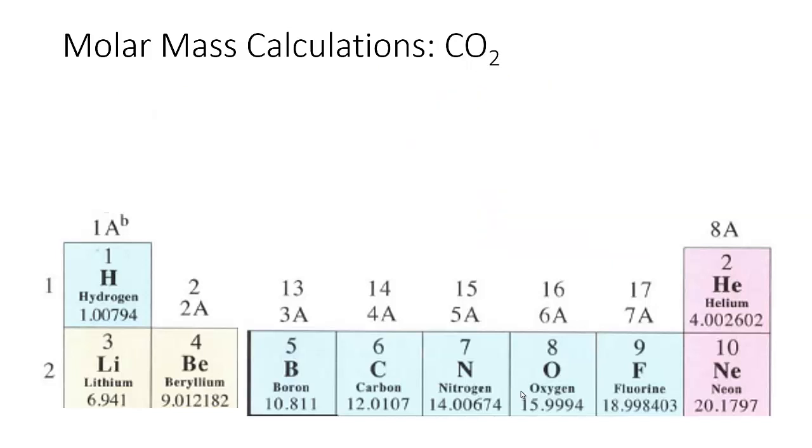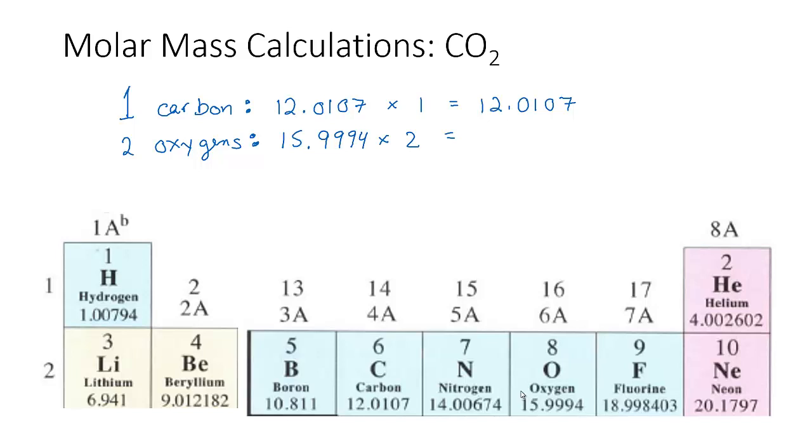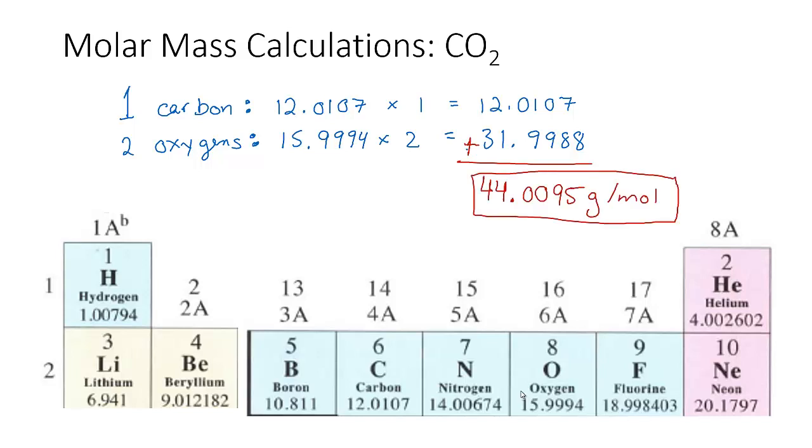Let's try another one: carbon dioxide. You can try this on your own, or you can pause the video. We're going to do 4 examples, and this is the second one. With carbon dioxide, you have 1 carbon and 2 oxygens. The mass of carbon is 12.0107, and there's 1 atom, so 12.0107. The mass of oxygen is about 16, and there are 2 atoms, so about 32. Add those together to give a total molar mass for carbon dioxide of 44.0095 grams per mole. Number plus a unit.